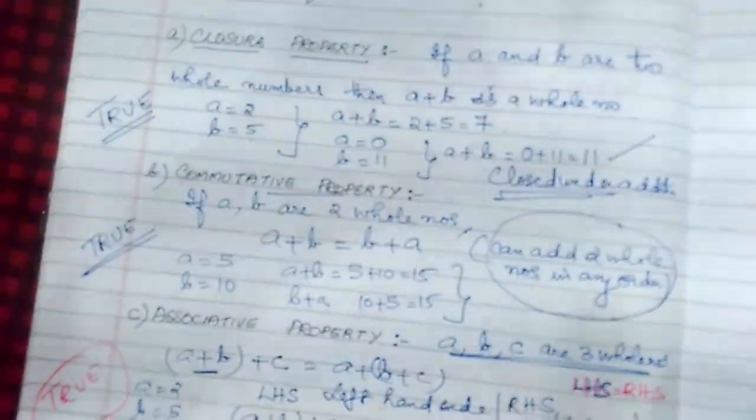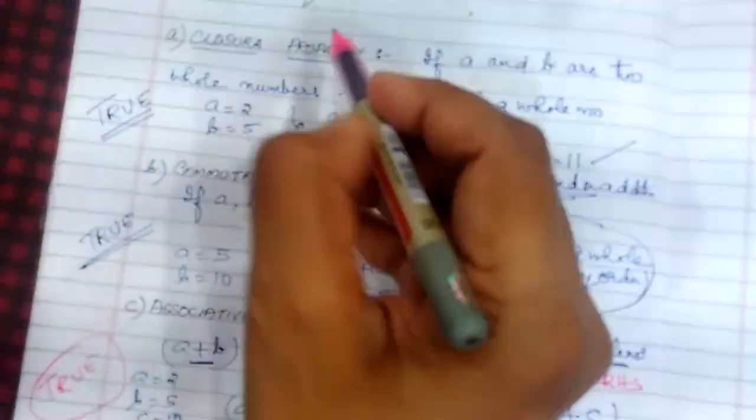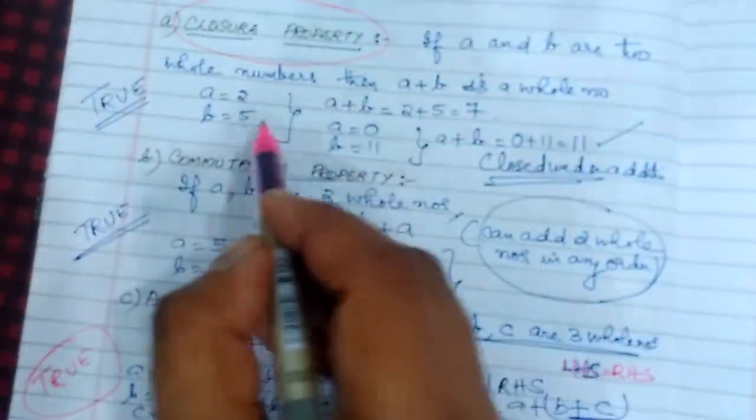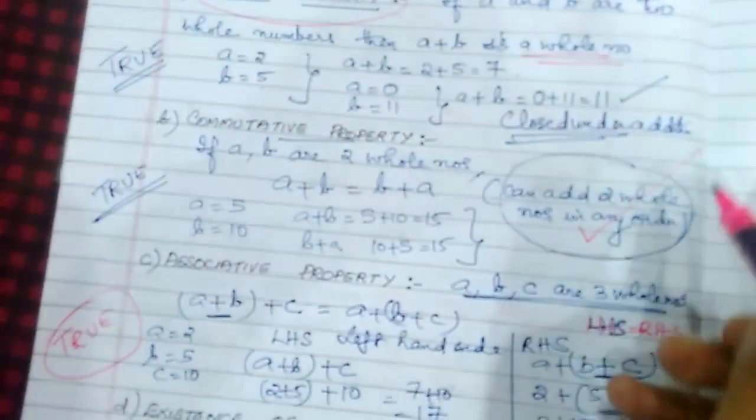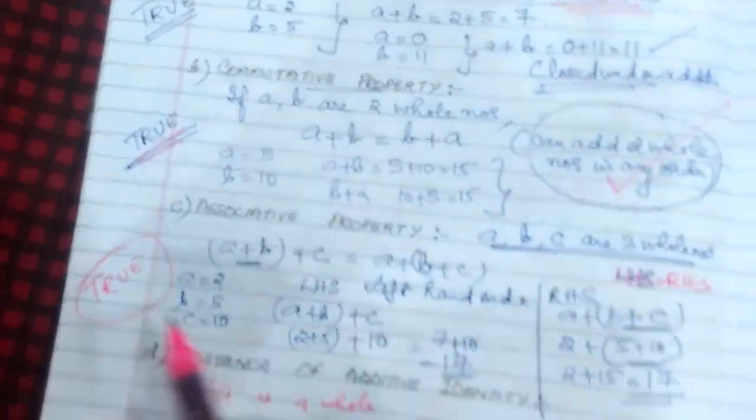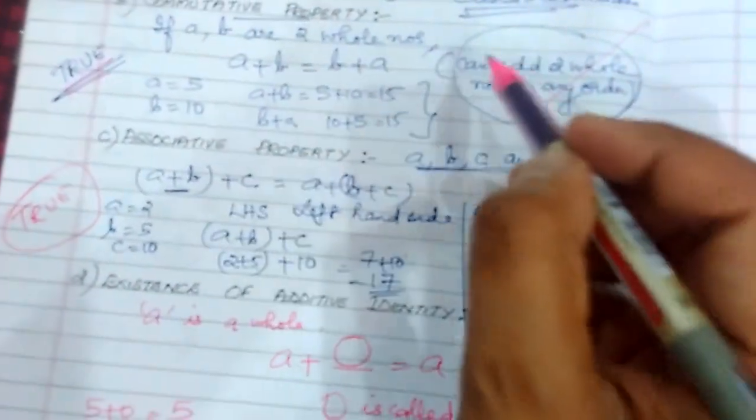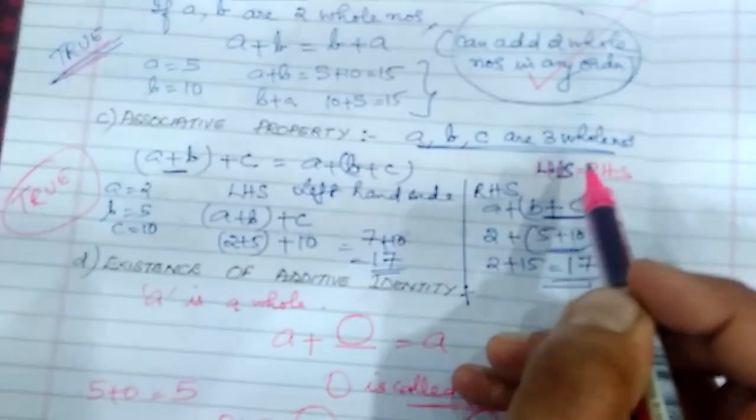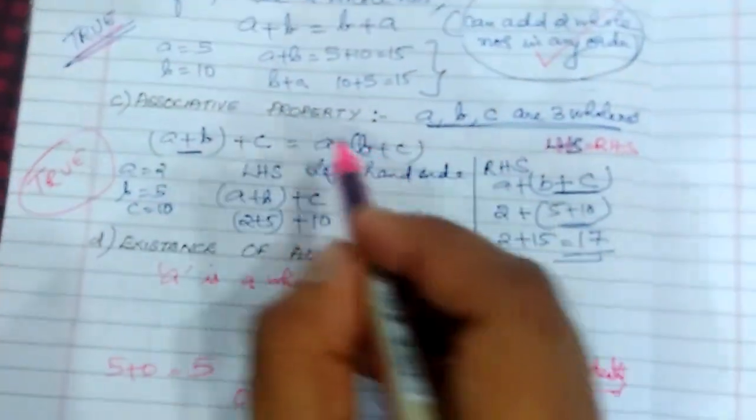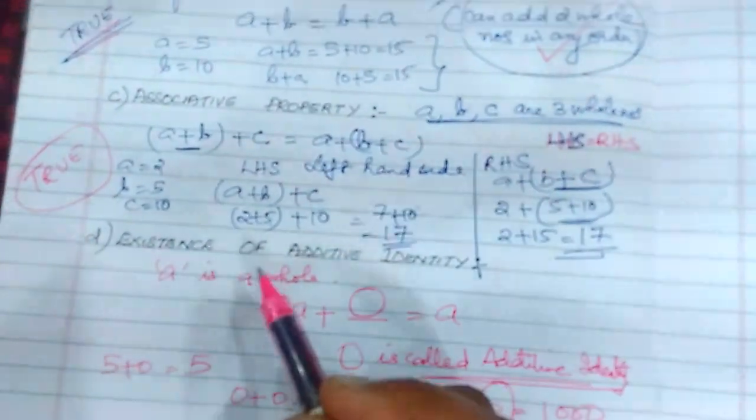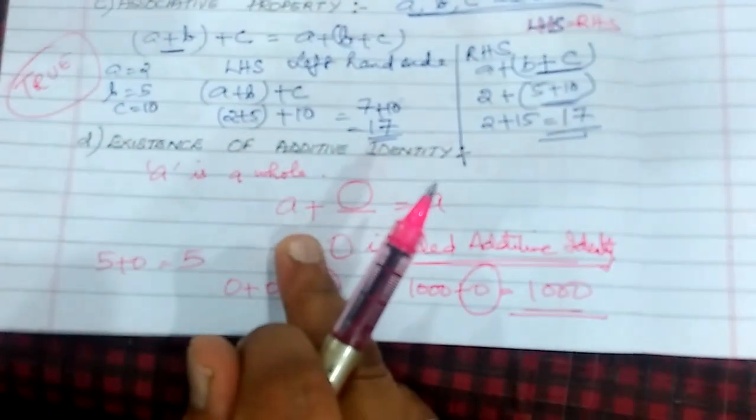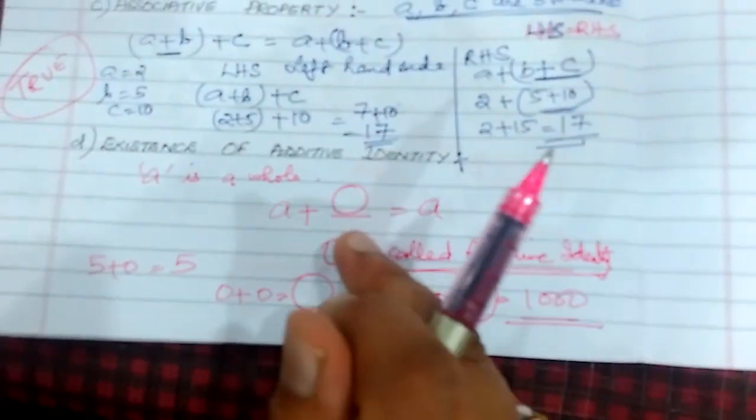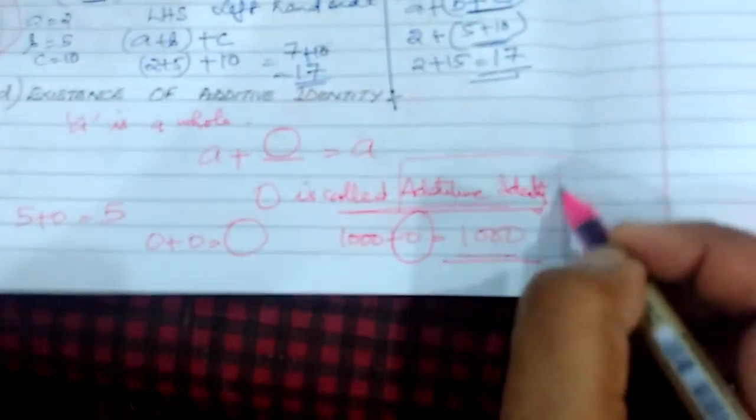Which are the main properties of addition? The first one is closure property: A plus B is a whole number as you add. Commutative property: you can add in any order. It is true for addition. True for associative, because two numbers can be added in any order, and 3 can also be added in any order. That means it is also true for 3 or more numbers. And existence of additive identity means if you add 0 to a whole number, you get the whole number itself. So what is the special name for 0? Additive identity.